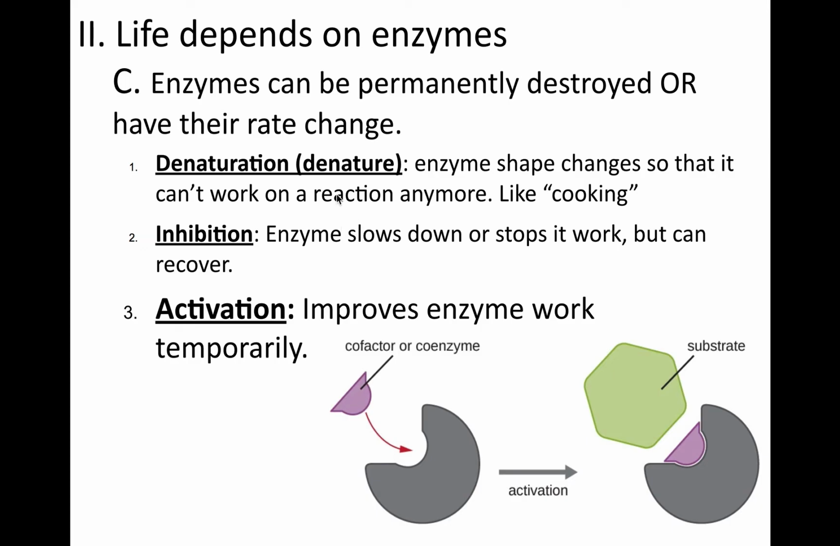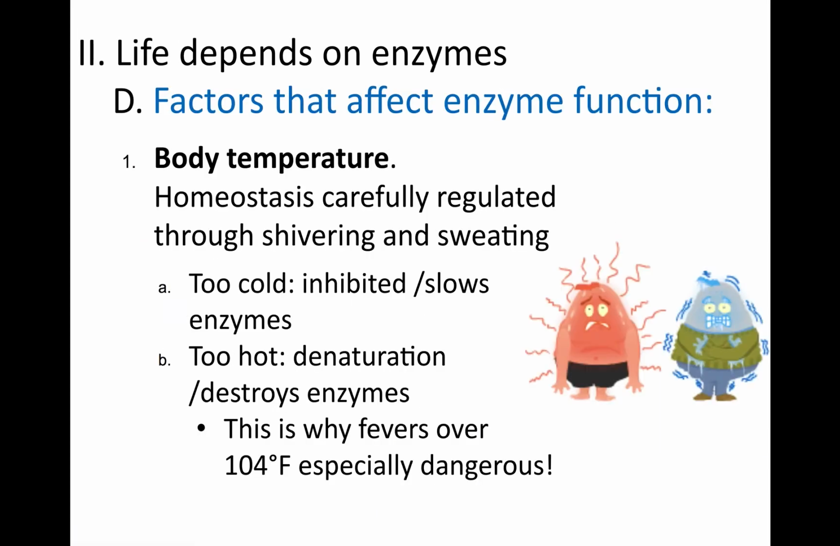So we should know denaturation, and then two things that do affect your enzyme function without permanently destroying it: inhibition and activation. Okay, so let's go over the things that can either denature or maybe inhibit or activate. All right, so body temperature, there's a big reason why we want to maintain homeostasis in it very carefully by sweating or shivering a lot.